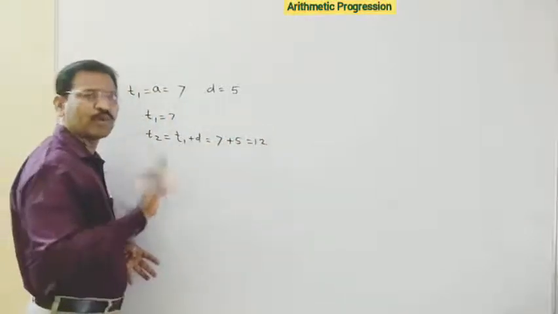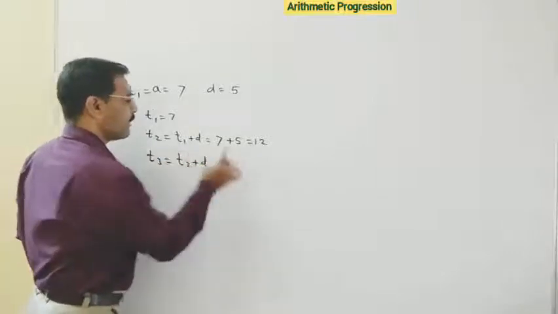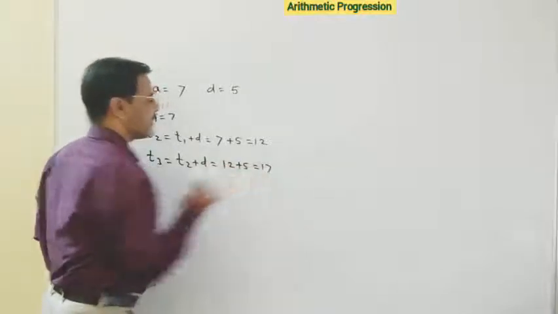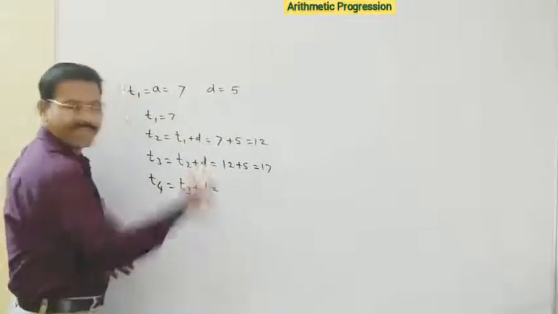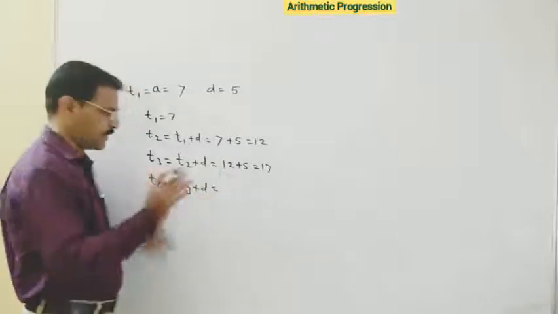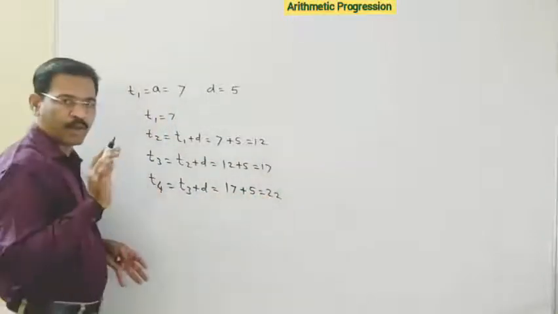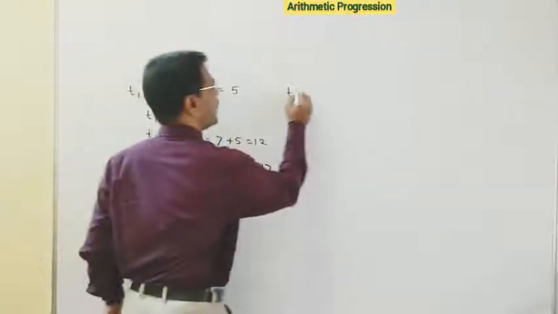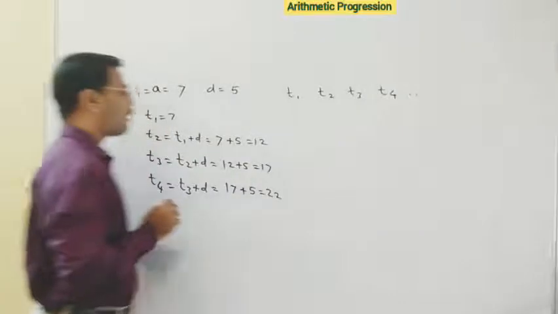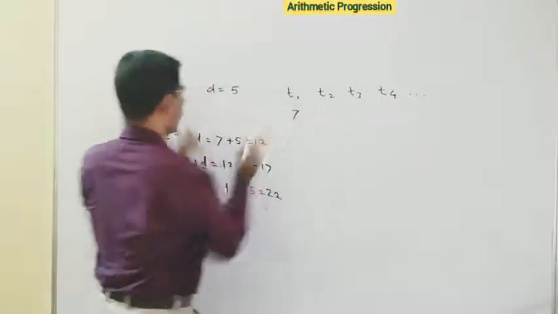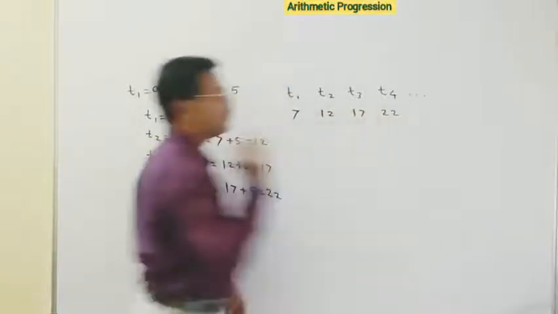Okay friends, just try to observe over here. What do you get? T3 is T2 plus D, that is 12 plus 5, which is 17. Like this, try to find every term in this way. But we are going to generalize. See here, how can we generalize? 17 plus 5 is 22. Now look here, there are T1, T2, T3, T4. In this way we can find. T1 is 7, T2 is 12, then 17, 22, like this.